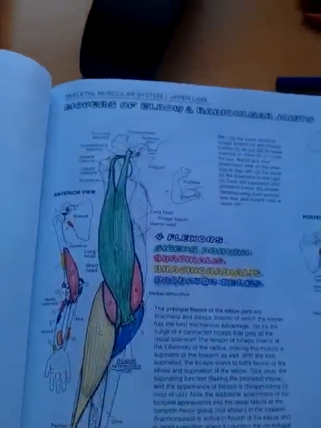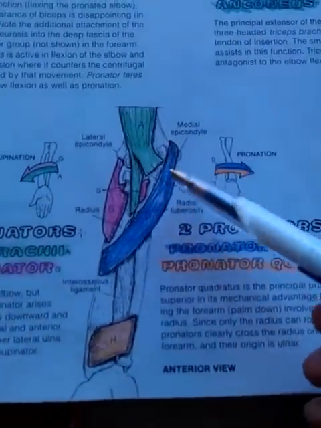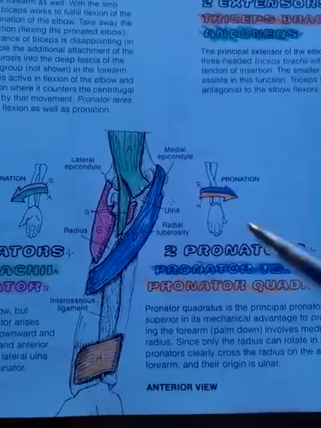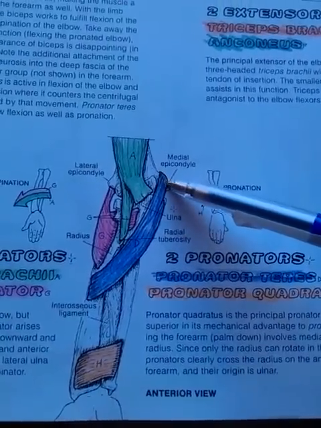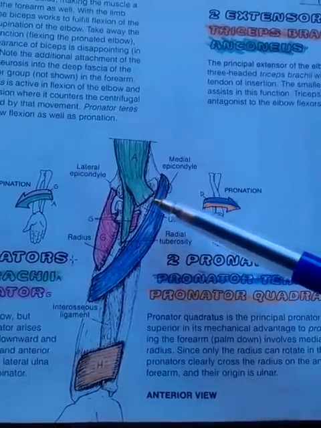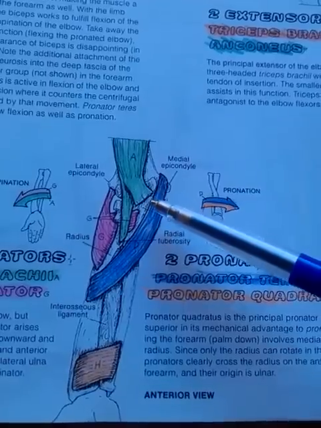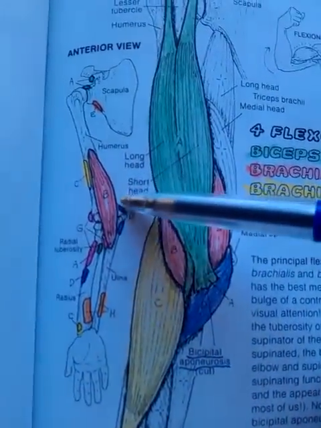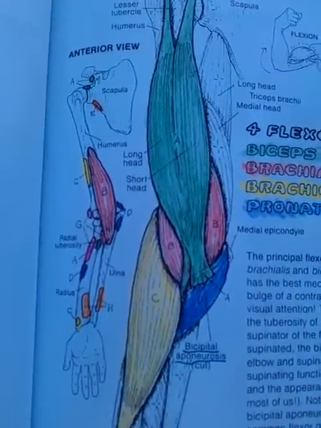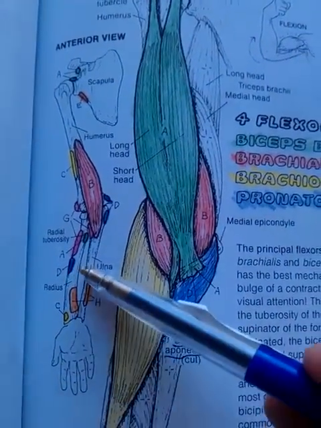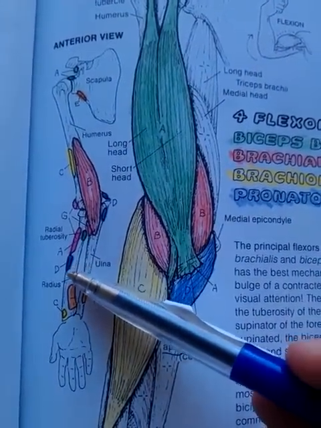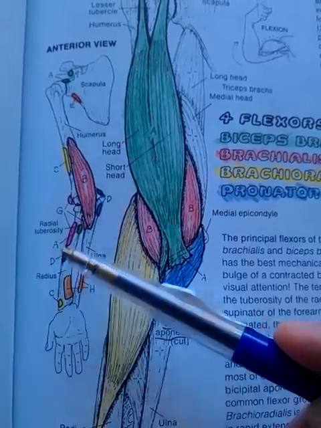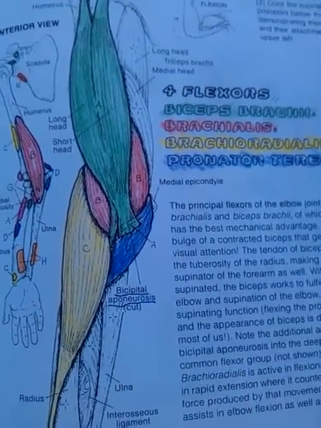Now about each, the pronator teres originates on the medial epicondyle and also on the coronoid process of ulna. You can see here, medial condyle and coronoid process of ulna, and it inserts on the upper part of the lateral surface of radius. Function is pronation of forearm.